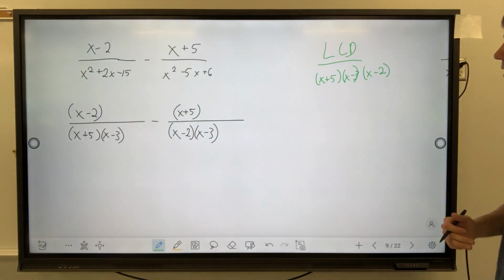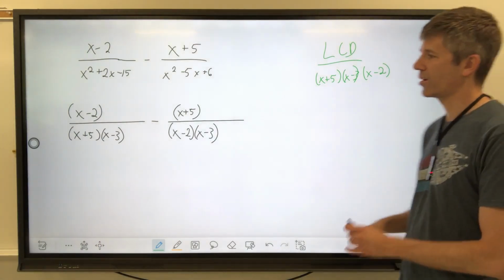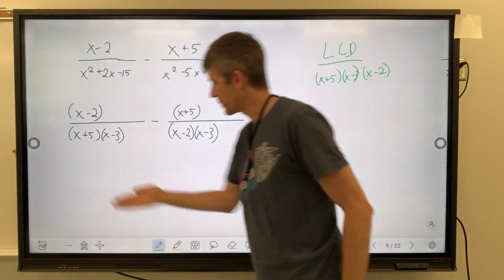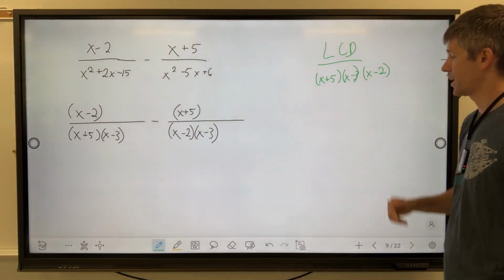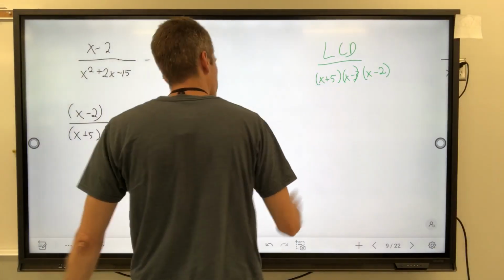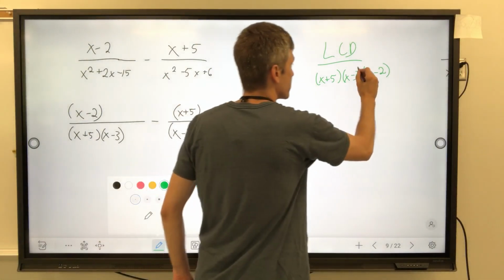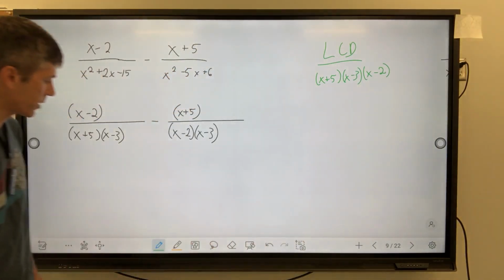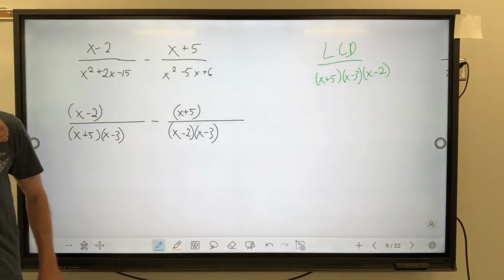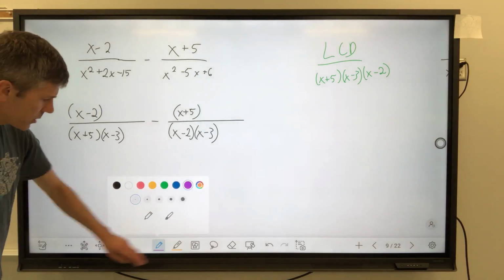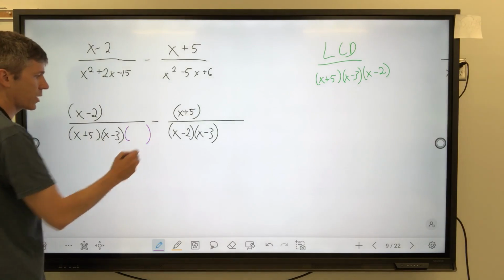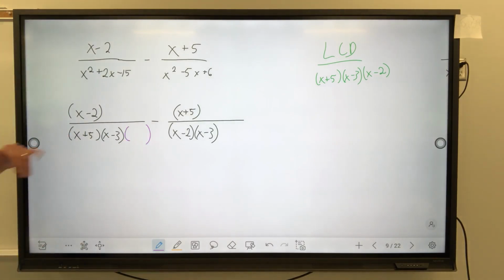You don't need to repeat it. So if I wanted to turn this denominator into my least common denominator, and write it a little more neatly, I would put the parentheses there instead of marking through the 3. Okay, what I'm going to do is decide what I need to make this the least common denominator.